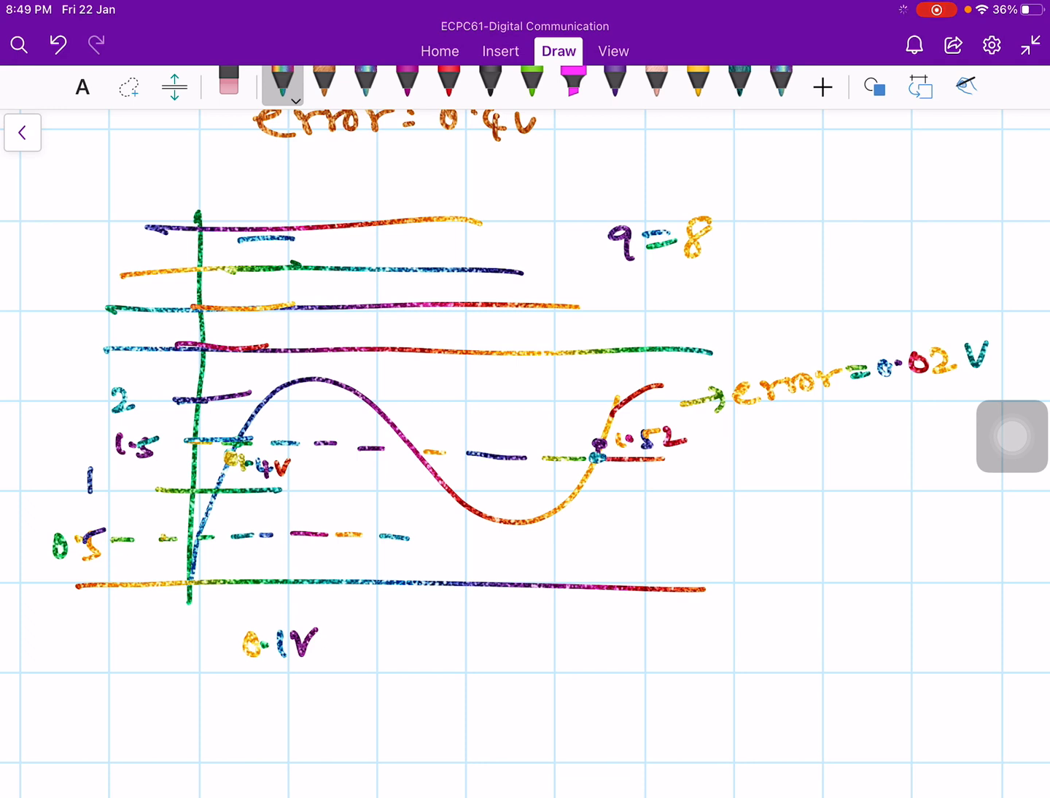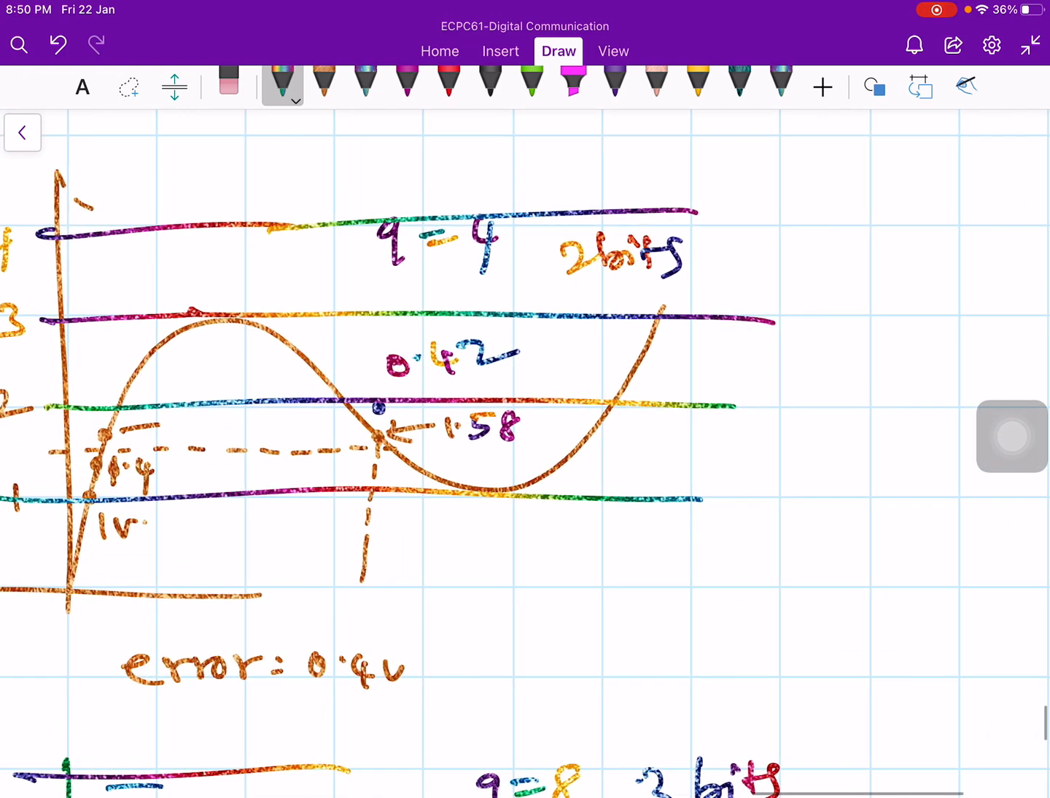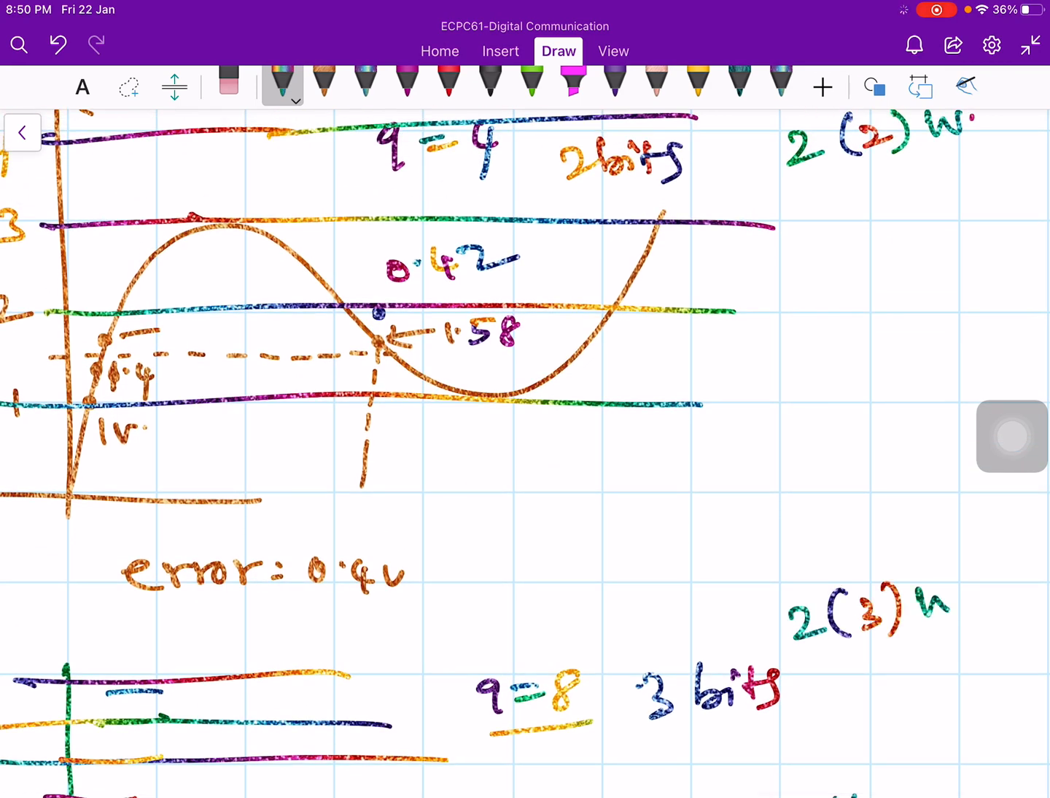If we increase the number of quantization levels, then the error will be less, right? But what is the price you paid? The number of bits needed to represent these quantization levels is increased. Here I need 3 bits, but here I need only 2 bits. In this case the bandwidth is 2nW, 2 times 2 times W, and here the bandwidth is 2 times 3 times W. So here 6W and here 4W. So the bandwidth requirement will be increased if you increase the number of quantization levels.